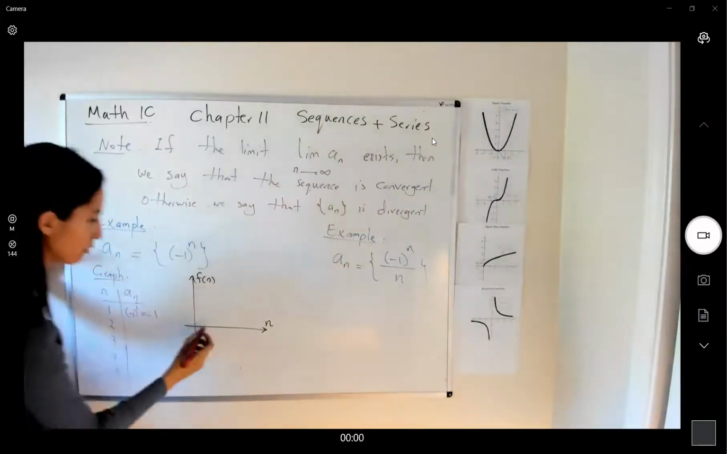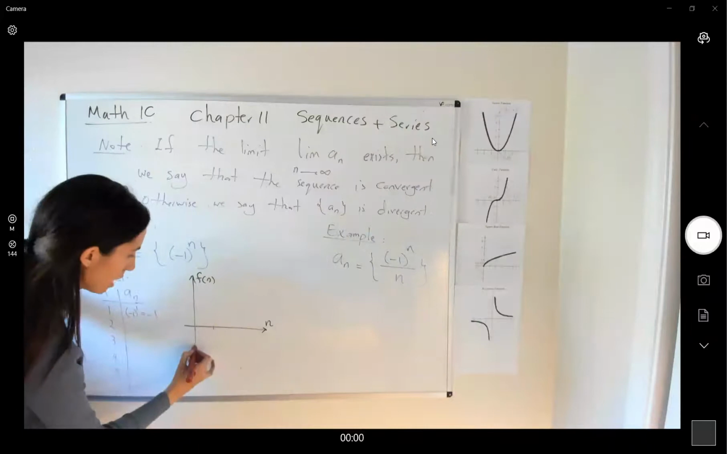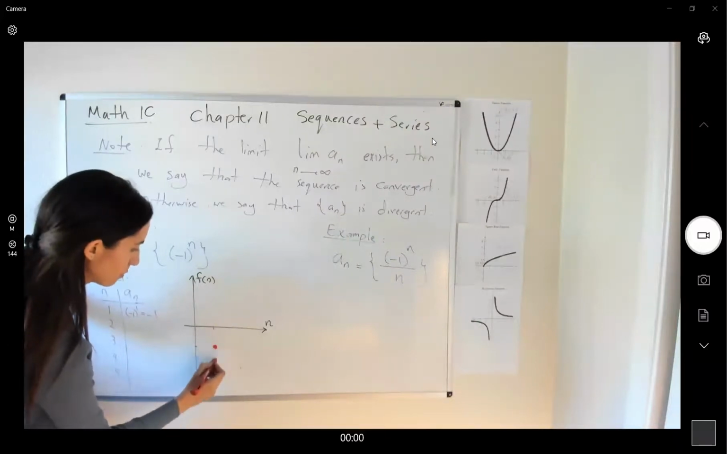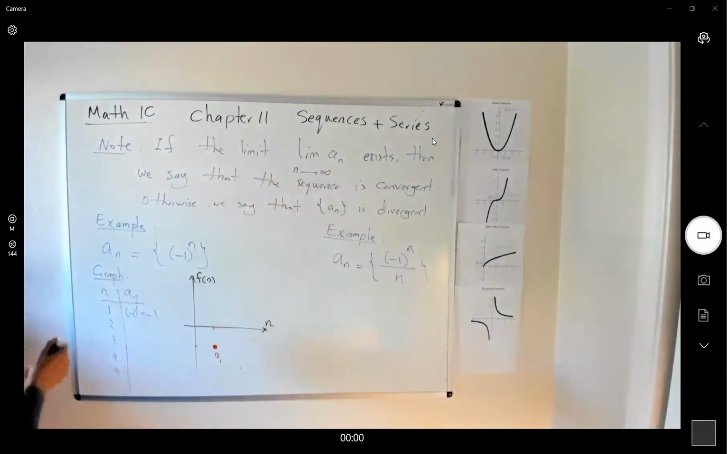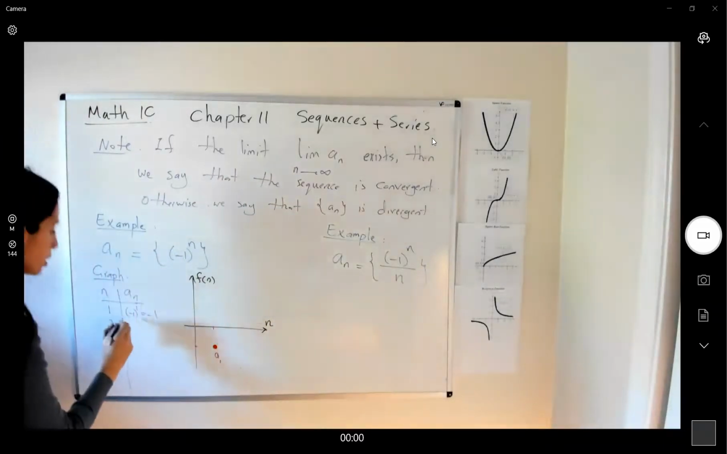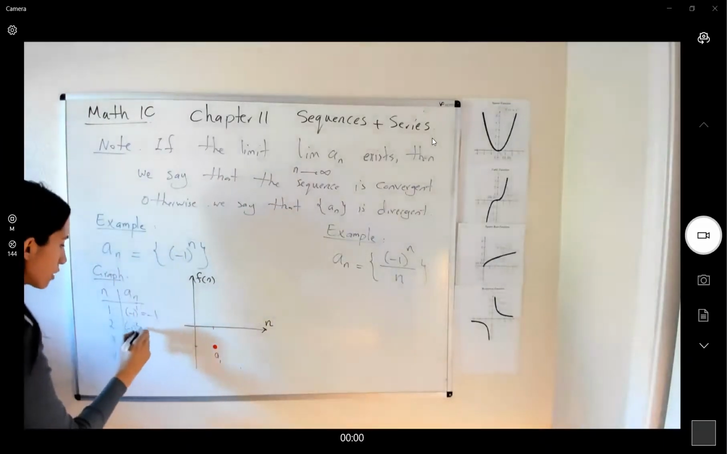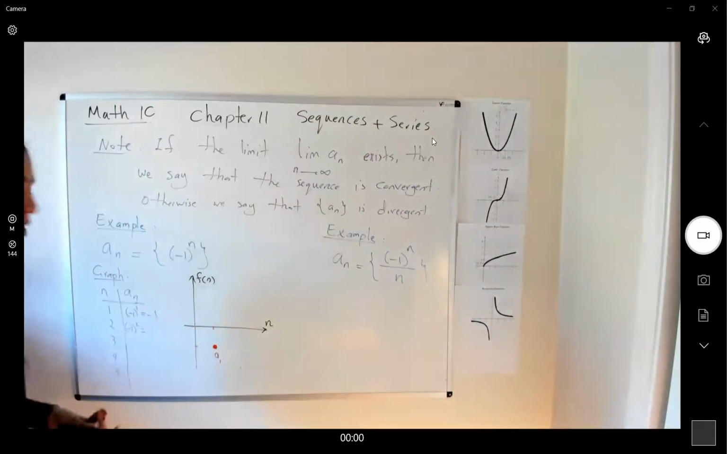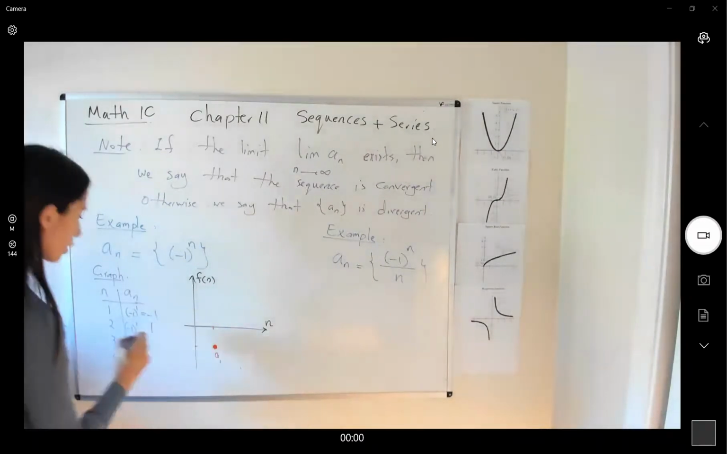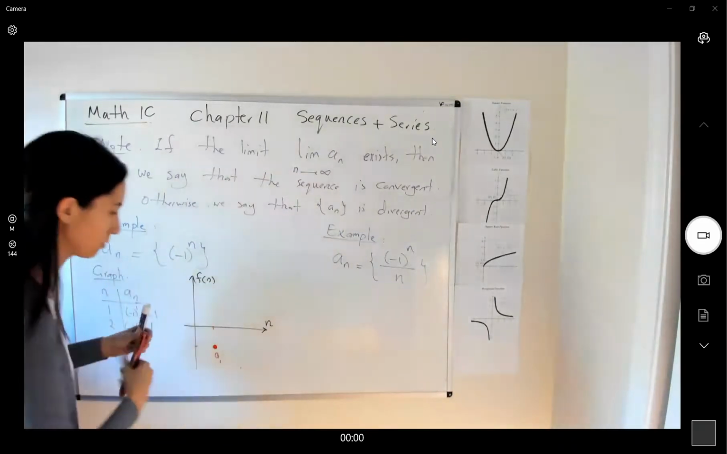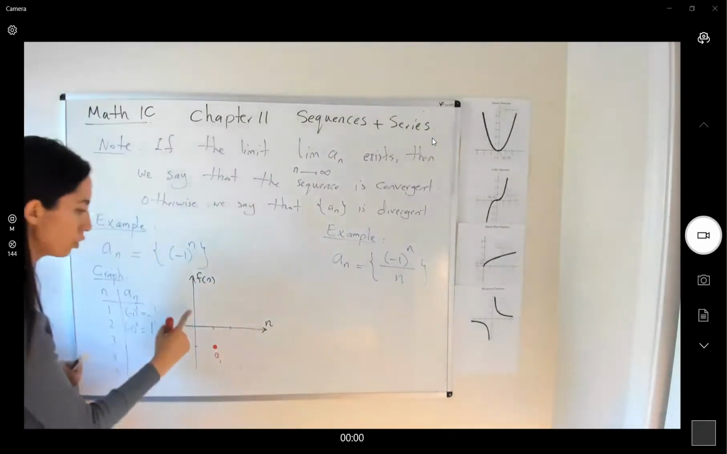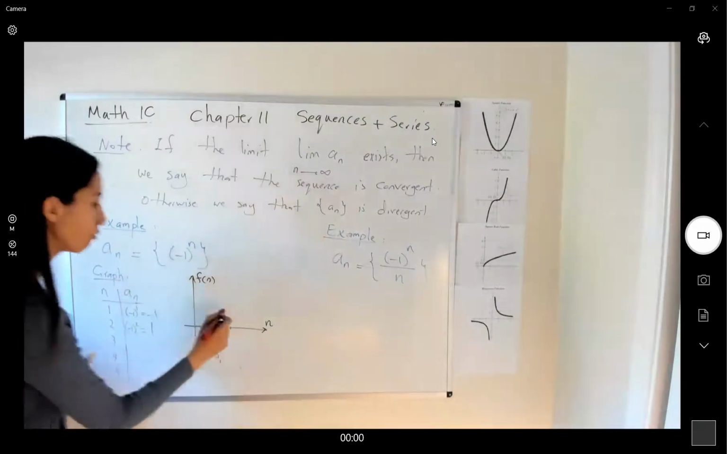The first point is 1 and -1, this is a sub 1. The second point: if you plug in 2 into the function, you get -1 raised to 2, -1 times -1, which is +1. So when n is 2, your y value is 1.